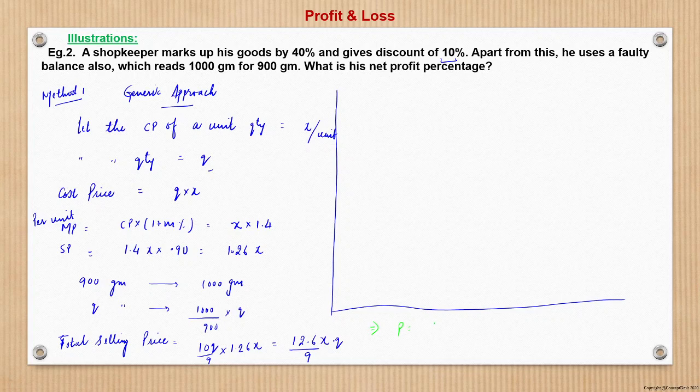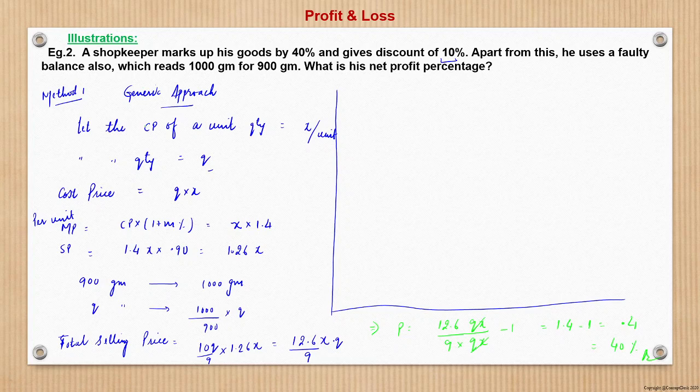So therefore profit we can write as SP upon CP minus 1. That is 12.6Qx by 9 upon CP, CP is Qx, minus 1, that we can say. Qx gets cancelled. This is nothing but 1.4 minus 1, which is 0.4, which we can say is 40%. Profit percentage is 40%. So this is this simple.